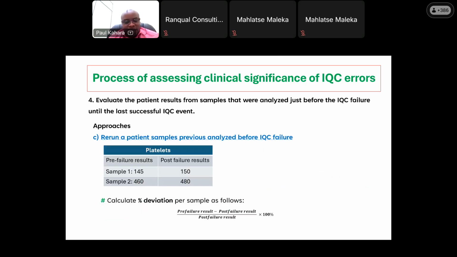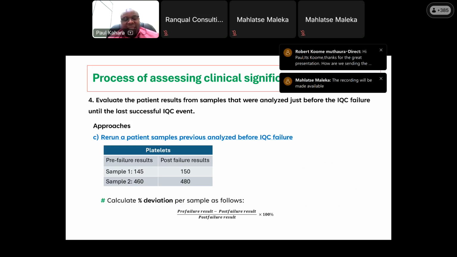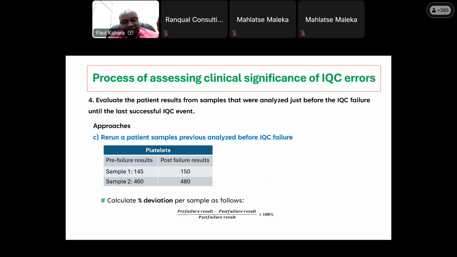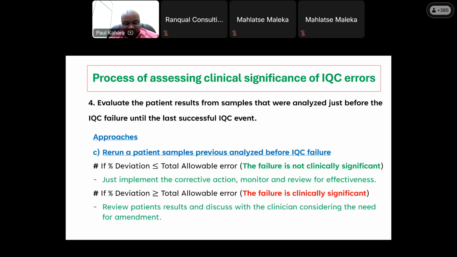Even if you reported for this particular patient, probably the one who has 150 now, you reported it to the doctor as 145. Even if you reported 150, the patient is likely to be managed in the same manner. For this second sample, even if you reported 460 instead of 480, the patient will still be managed in the same manner. That's why we are saying, even though there's some difference in the two results, the difference is not clinically significant, and we should not beat ourselves so hard.